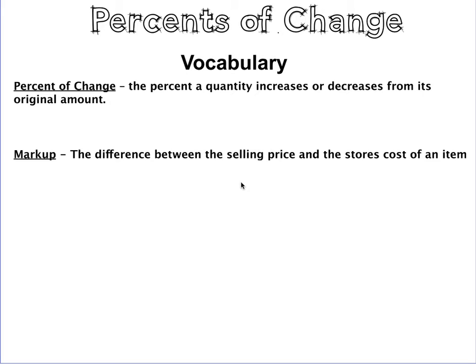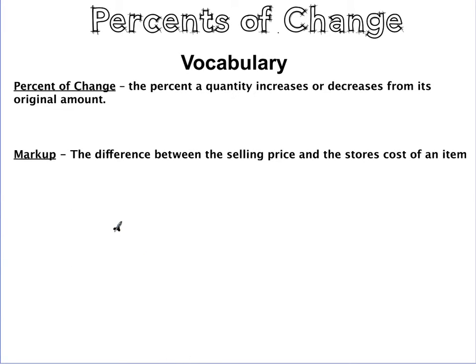So we're not talking about the change, we're saying that change, what percent does that make up? And markup, when they talk about markup, markup is the difference between the selling price and the store's cost of an item. So when you purchase something at a store, that isn't how much it costs the store to purchase it. So let's say you purchased it for $12, it probably costs the store maybe $10 or so to purchase on their own.